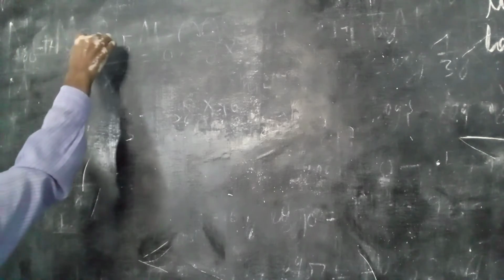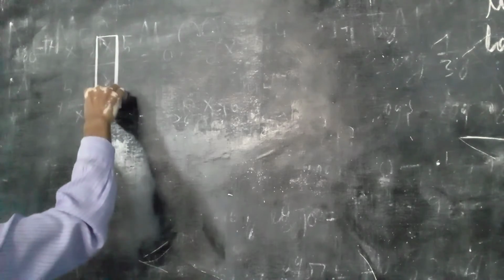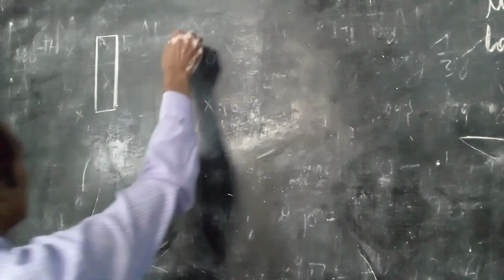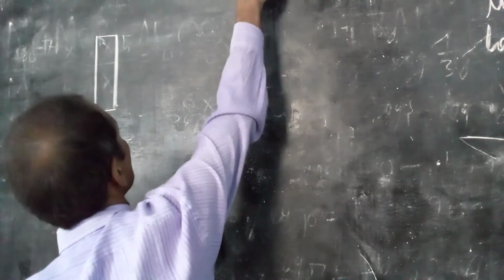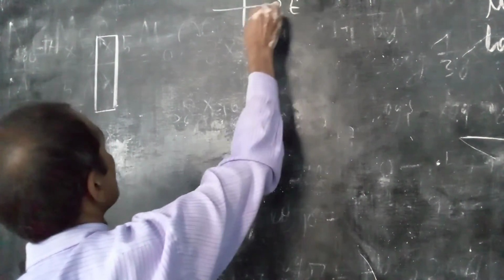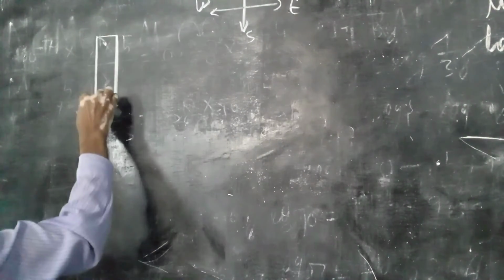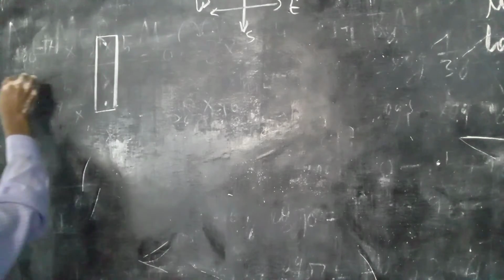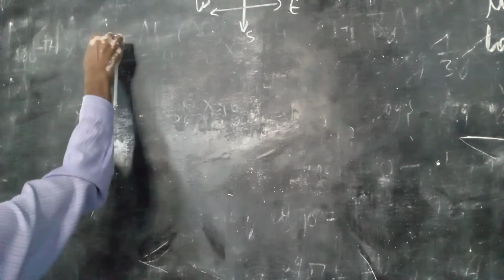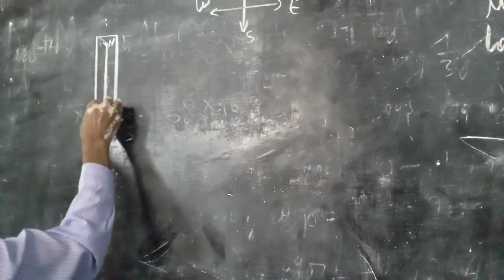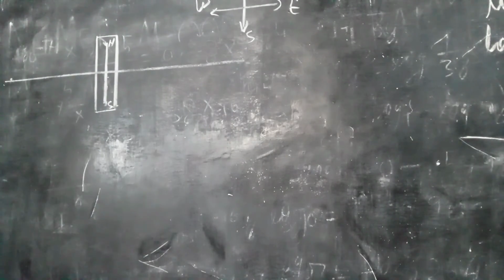The north pole of the magnet is pointing toward the north. So this is your north, east, south, west. This is your north. This is your south. So this is your axis. The perpendicular bisector of this is the equatorial line. This is your equatorial line.